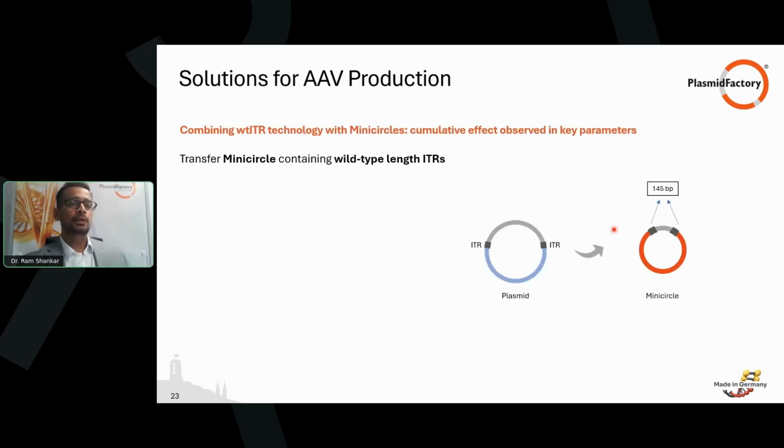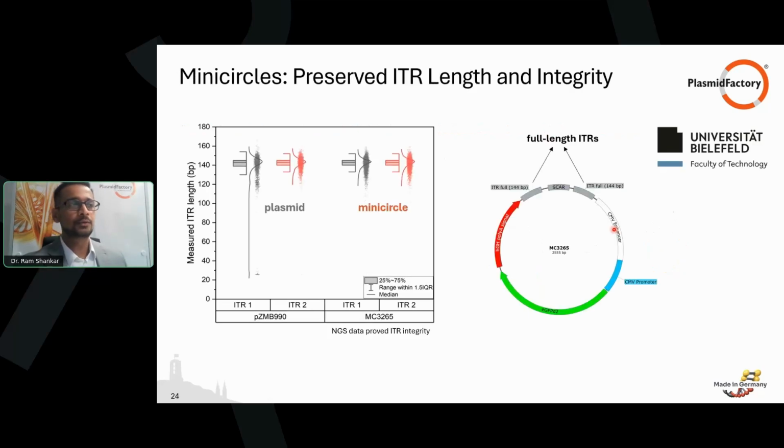All right, so we spoke a lot about minicircles in the beginning and how they would help increase your vector production. And then we spoke about how full-length ITR sequences are important. So we had this idea, why not combine both? Is it possible to make a minicircle with full-length ITR sequences? And if yes, what can it do? This is what we did recently.